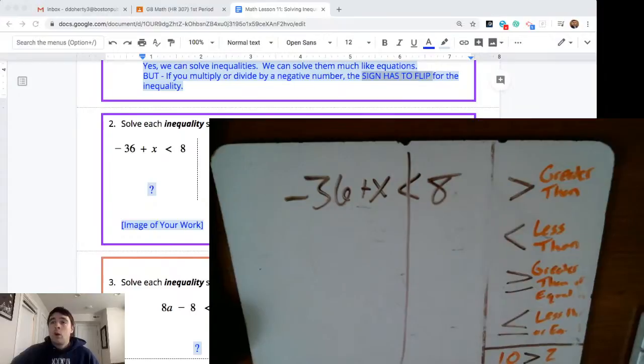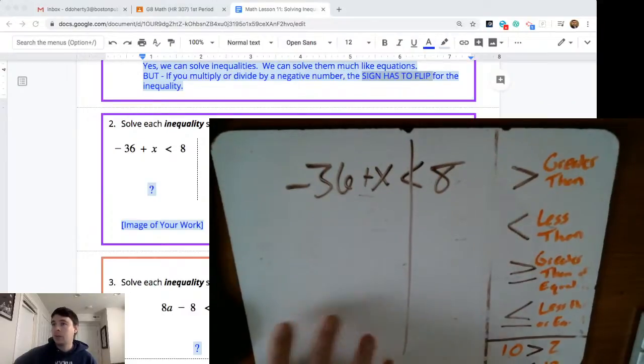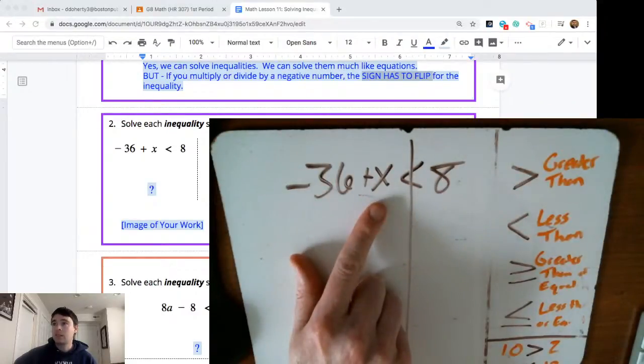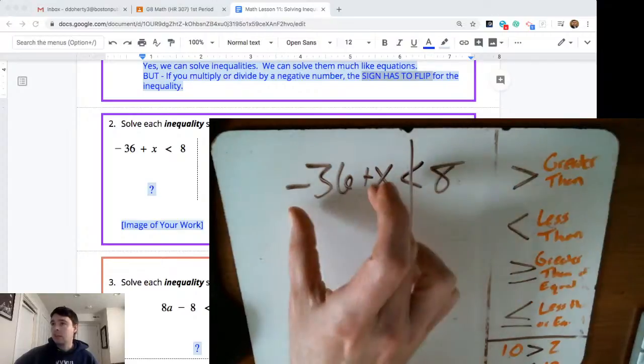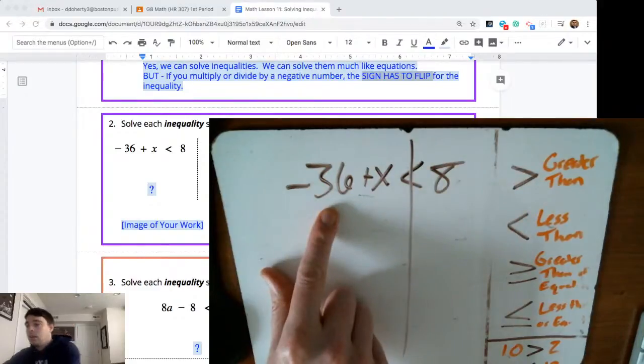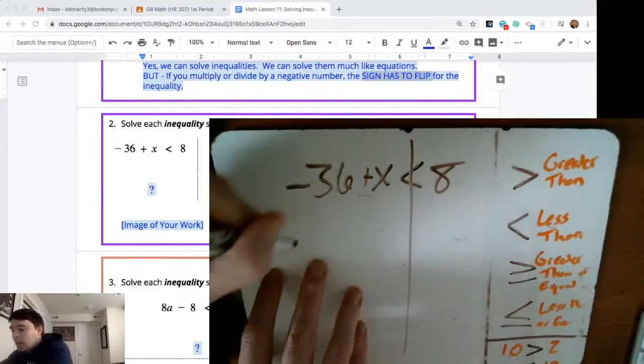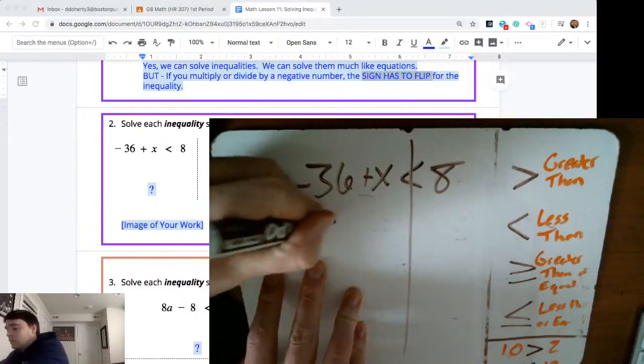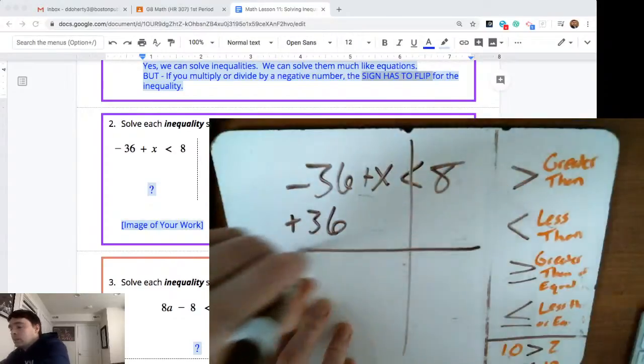So if that's our inequality, our goal, just like when we solved equations, when we solve inequalities, our goal is to get the variable, in this case the x, all by itself on one side of the equation. I'm going to use inverse operations. I see that the x is in the left expression over here. I want to get rid of the -36. And to get rid of the -36, I'm going to add 36. That's the inverse or the opposite that cancels out -36.